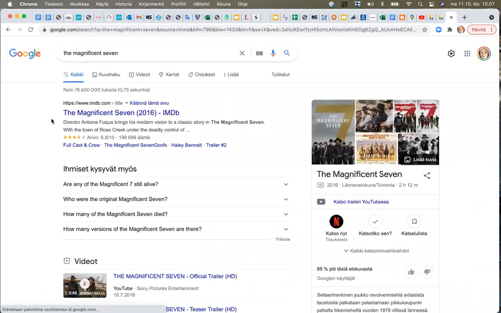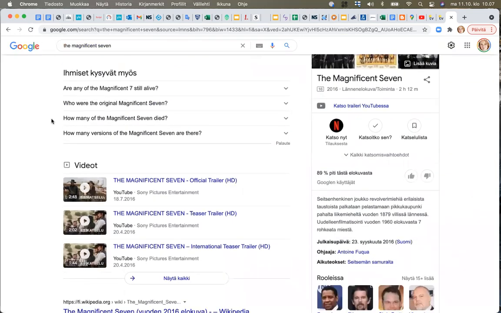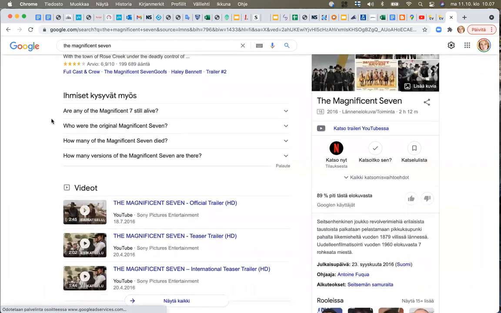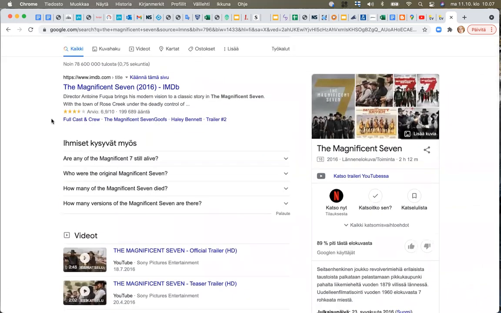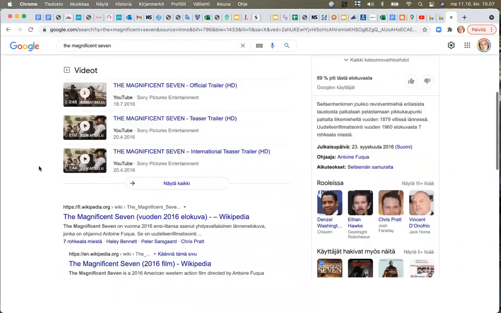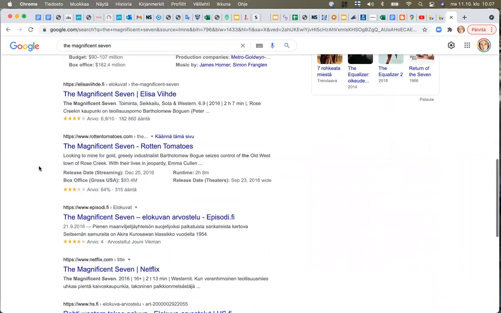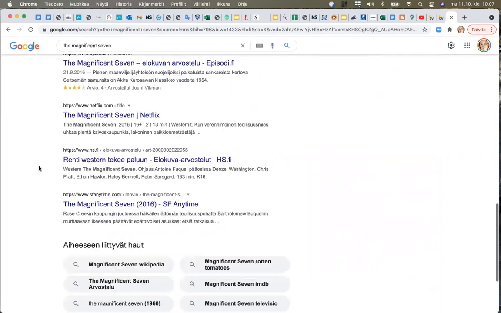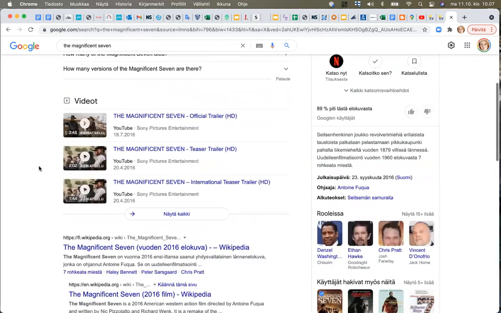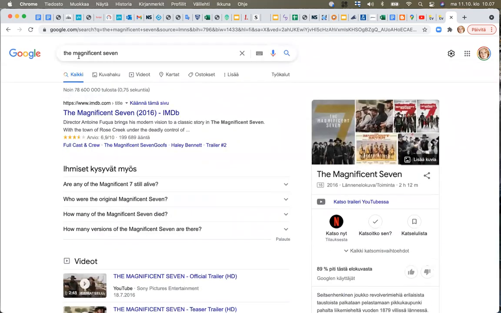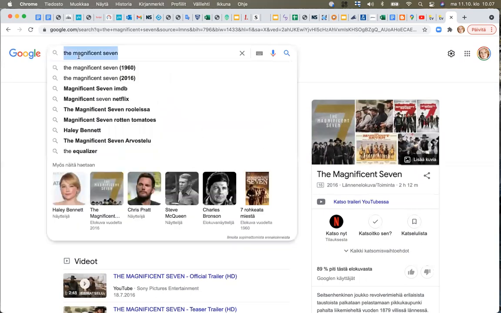The Magnificent Seven. Okay, so there's the older version of Magnificent Seven and the newer one, like from 2016, but I think the older one was from, let's see, I want to know when the original was made, 1960. Okay.